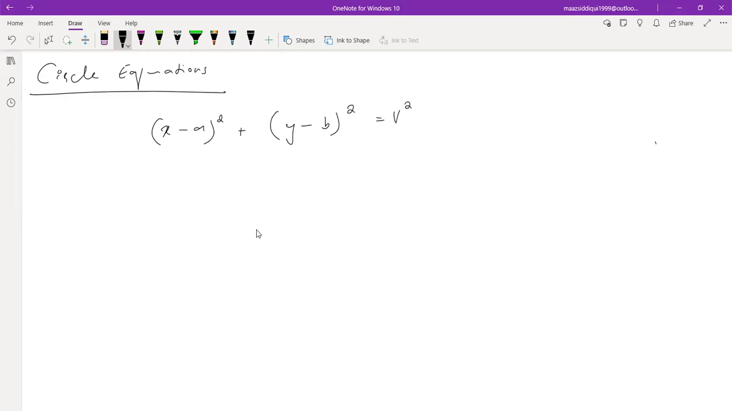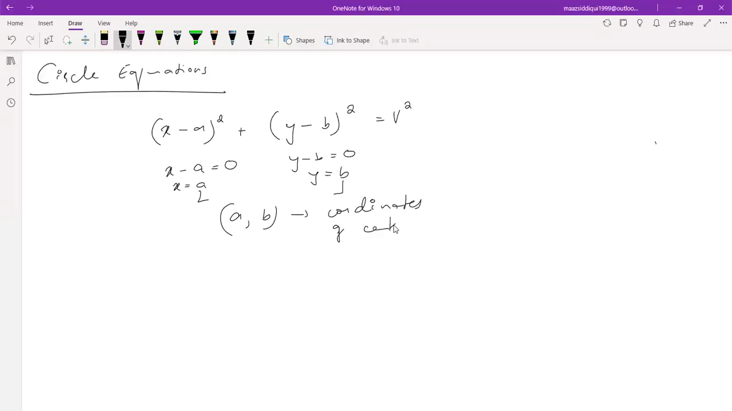This is the general equation of circles, where if I equate x minus a to 0, I will get x is equal to a. And if I equate y minus b to 0, I will get y is equal to b. This a comma b is basically the coordinates of the center of the circle. And in this equation, the r is the radius.